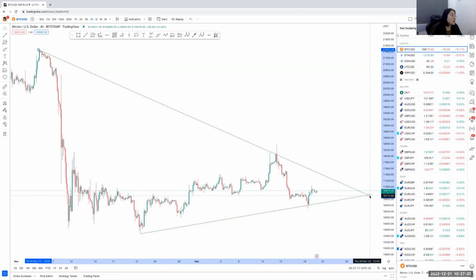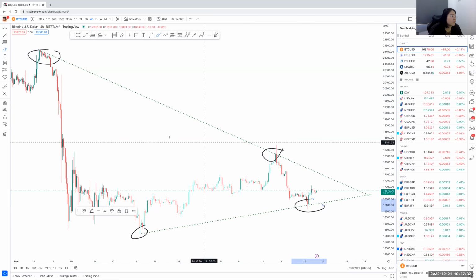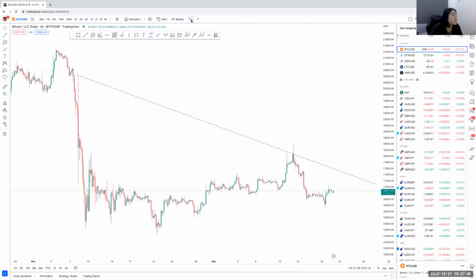This is not the best. Whenever I'm plotting a triangle, I would like to have 3 touches. So in this case, there's only 2, 1, 2, and 1 and 2. I think for a triangle, it's best to have 3 touches. But in this case, there's only 2, so we shouldn't consider this triangle too much. Let's try a different pair. Let's try USD JPY.